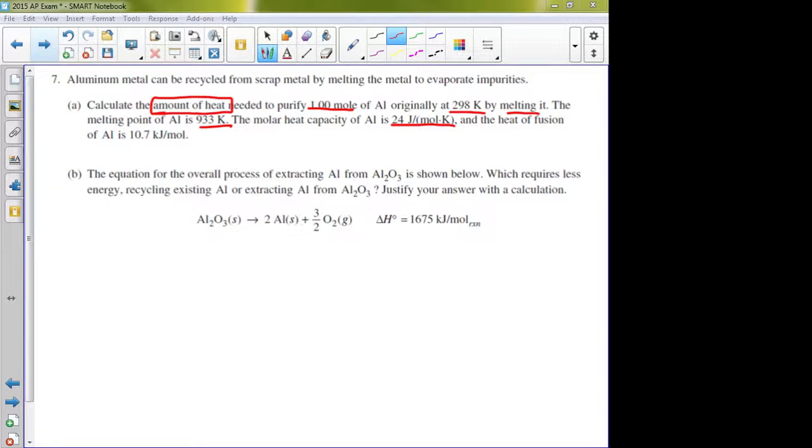Yeah, we're trying to essentially evaporate it in this case. The heat of fusion is 10.7 kilojoules per mole. Okay? Now, I'm just going to go through this one because if I ask you questions, you're not going to get it. Okay? We all agree on that? We'll just go through this.